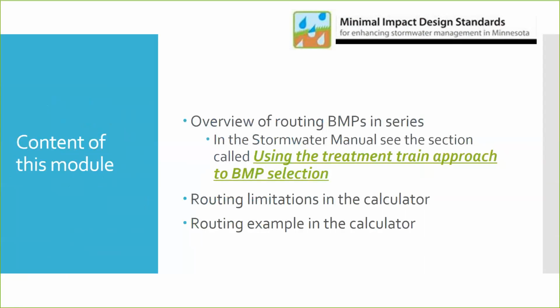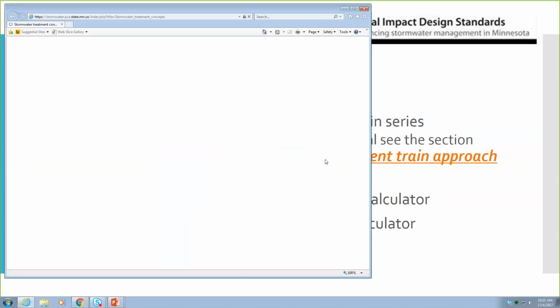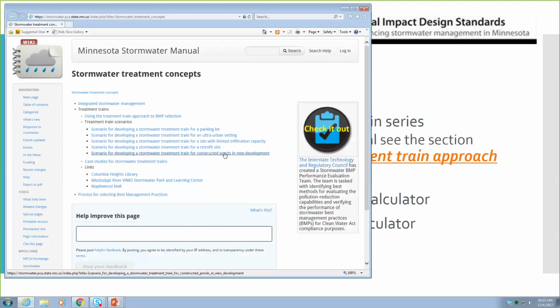We're going to go through a little bit of an overview of routing BMPs, what it is. In the Stormwater Manual, you can see this information in a section called Using the Treatment Train Approach to BMP Selection. I'm going to go there very quickly just to show you what this page looks like. So this is under the heading of Stormwater Treatment Concepts, and you can see there's multiple pages using the treatment train approach to BMP selection, and then 5 different scenarios for treatment trains for different types of settings.